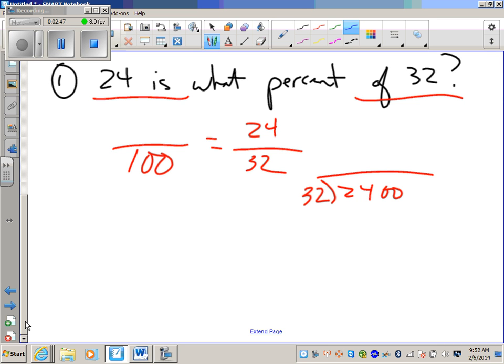Is there a relationship from 32 to 100? Remember, I'm going toward the missing value. No. Can I simplify 24 over 32? To what? Now is there a relationship? 4 times what is 100? So 3 times 25, 75%.